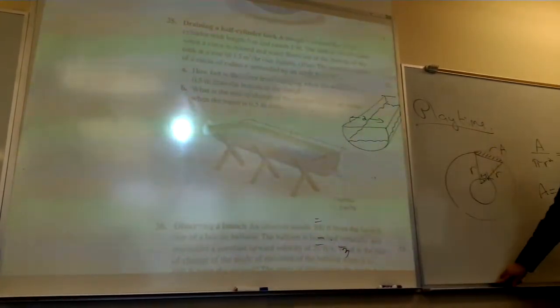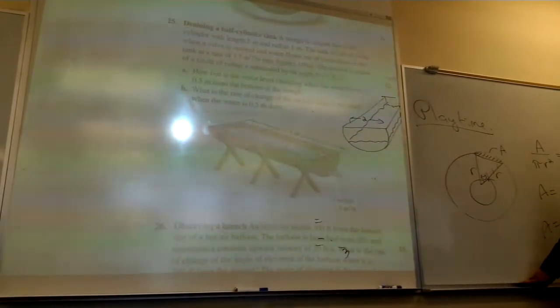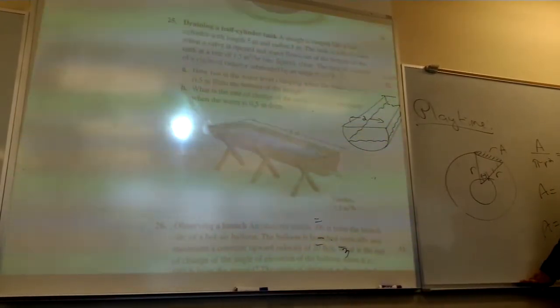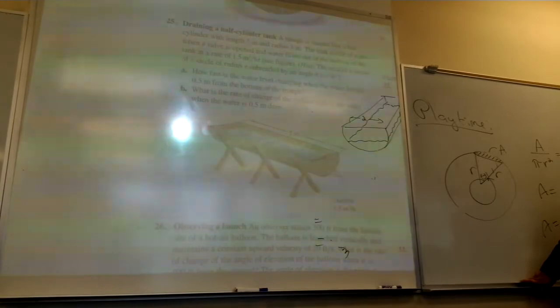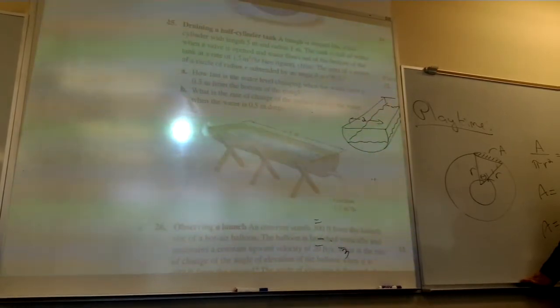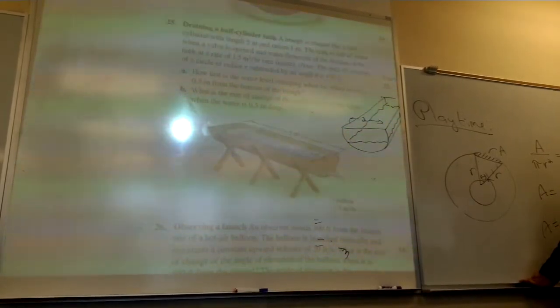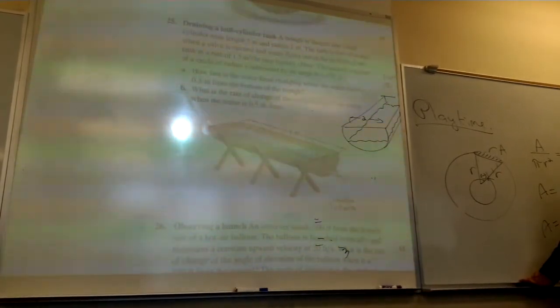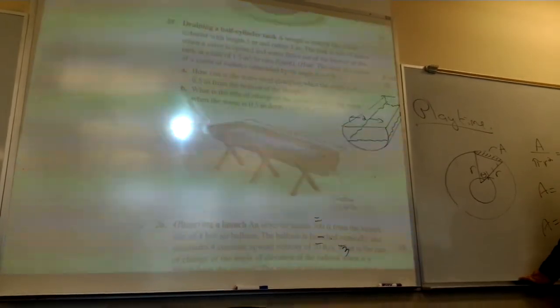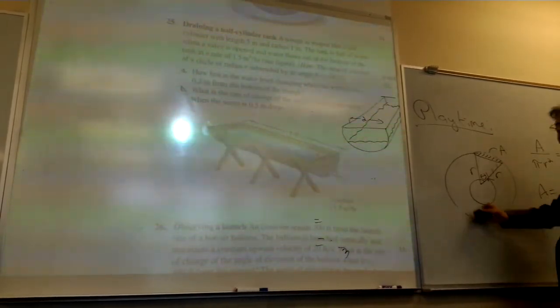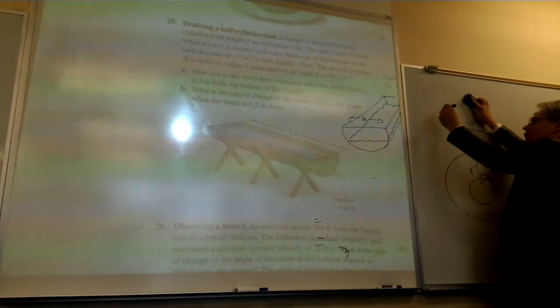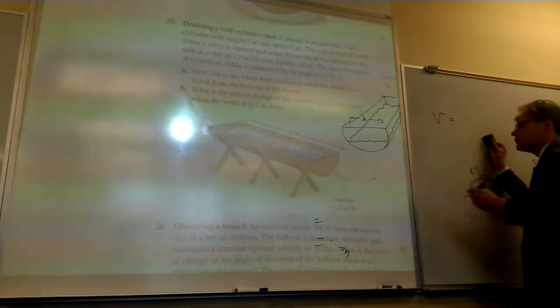Do pi r squared times whatever the length is, divided by 2. Where'd you get pi r squared? Well, because that's the circle, right? Over 2 though. And then you got to multiply it by the length of the whole thing, pi r squared divided by 2. Yeah, I'm missing it. Tell me what to write then. So the volume of the body of water is? Pi r squared.